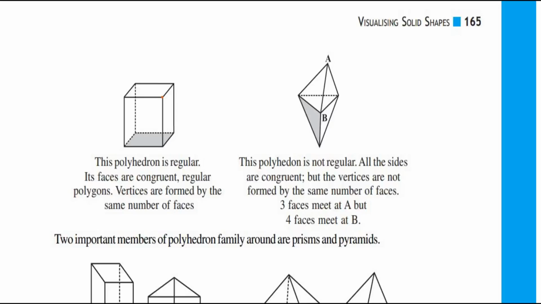This polyhedron is not regular. Though the sides are congruent, all the 6 sides of this polyhedron are congruent, but vertices are not formed by the same number of faces. You see up here at point A we have 3 faces only, and at point B we have 4 faces. You see at point B 1, 2, 3, 4, and at point A 1, 2, and at the back 3. So it's not a regular polyhedron. This is a regular polyhedron.